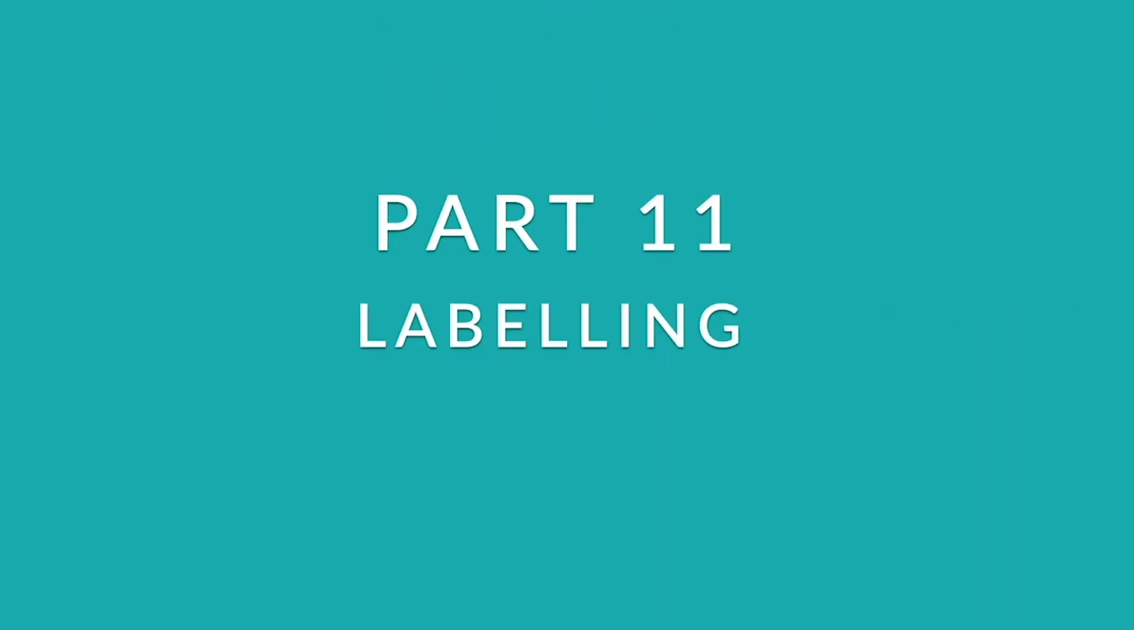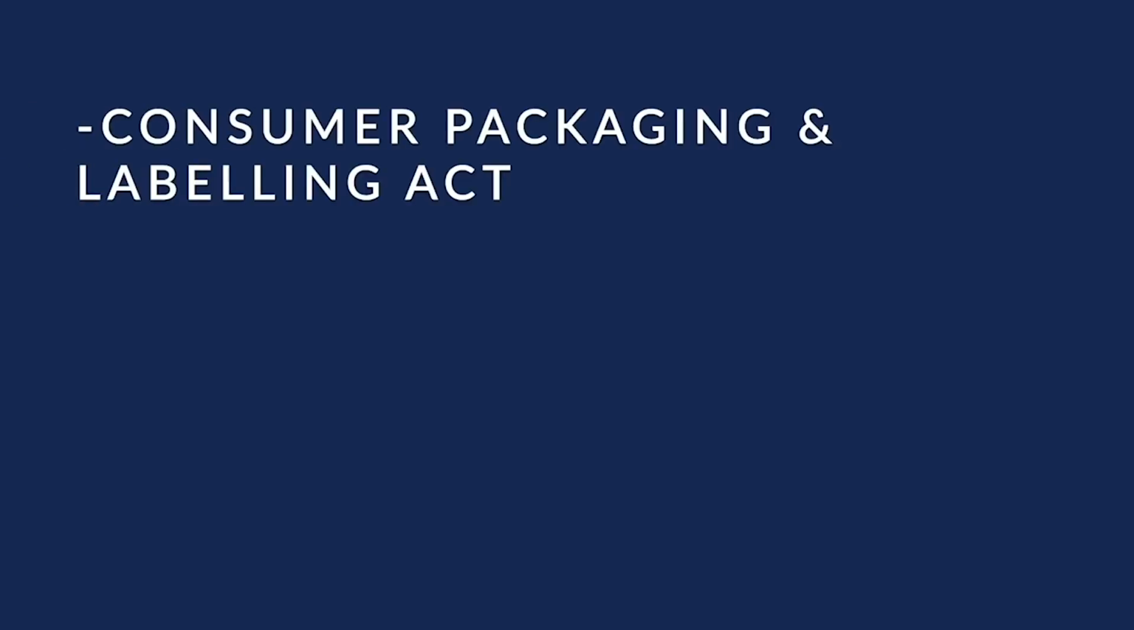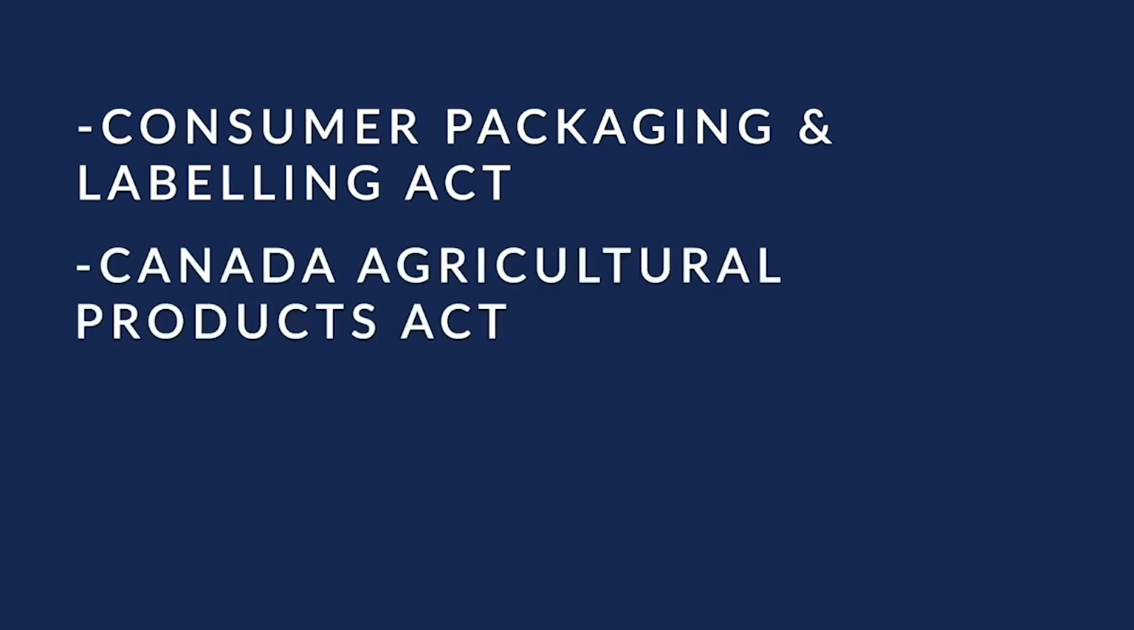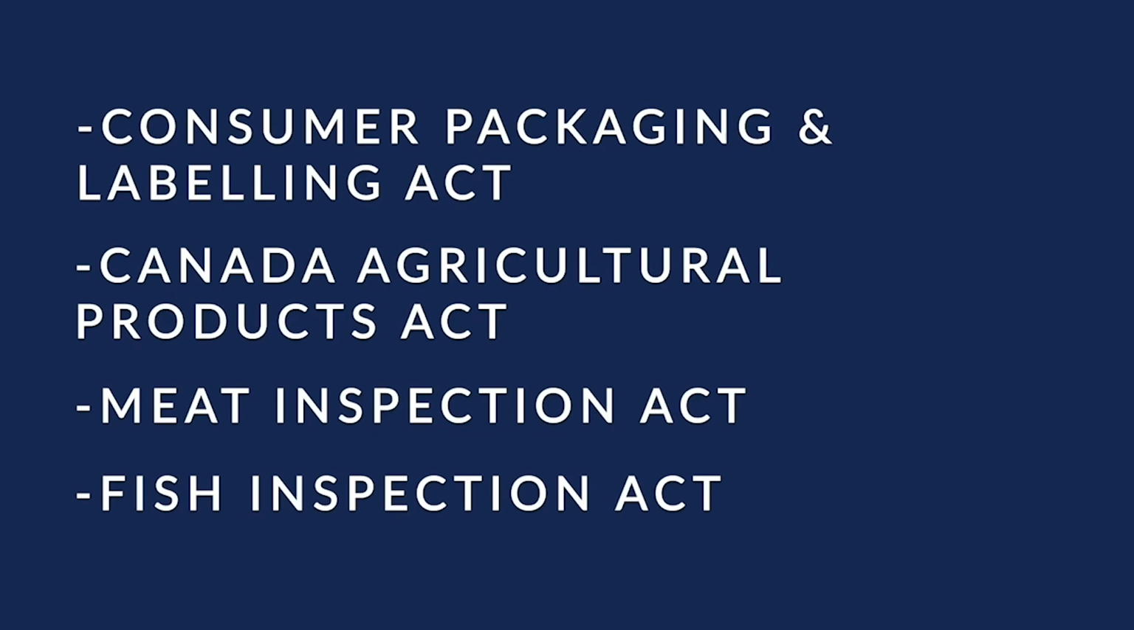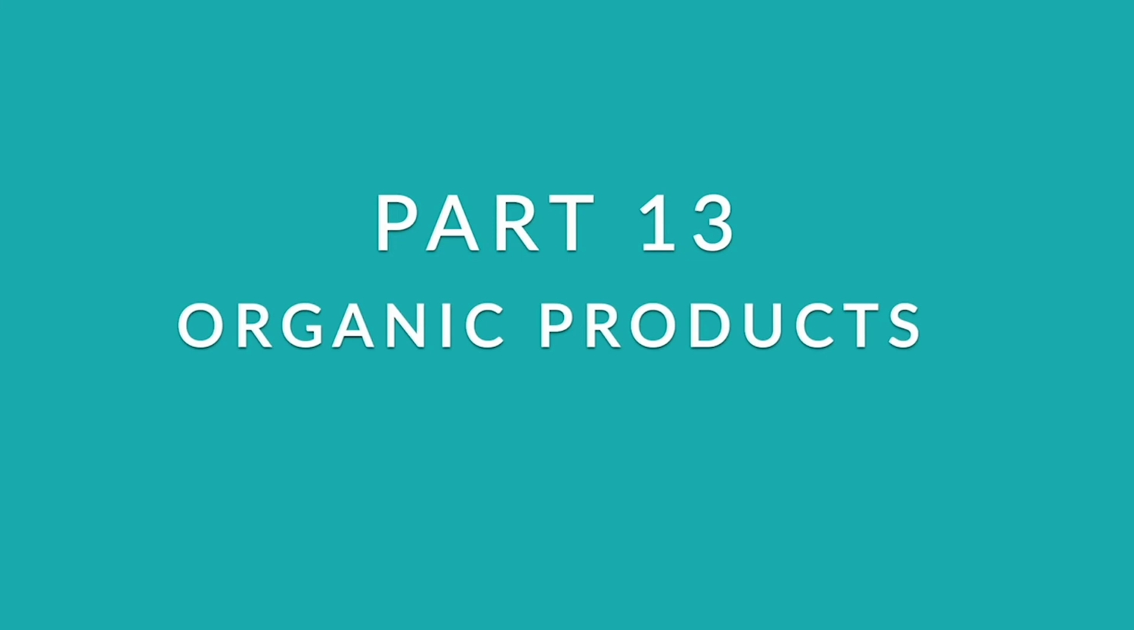Part 11, labeling. This part combines the food labeling requirements and regulations from the Consumer Packaging and Labeling Act, Canada Agricultural Products Act, Meat Inspection Act, and the Fish Inspection Act. Part 12 covers the specifications for grades and grade names. Part 13 outlines the requirements for organic products.